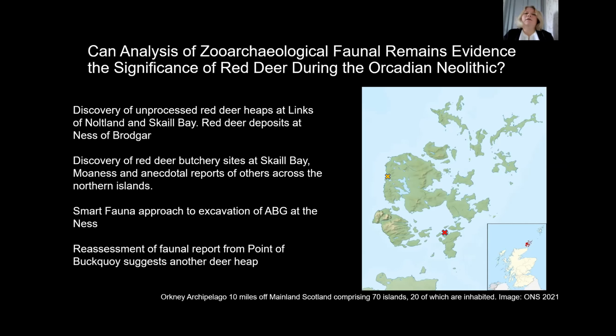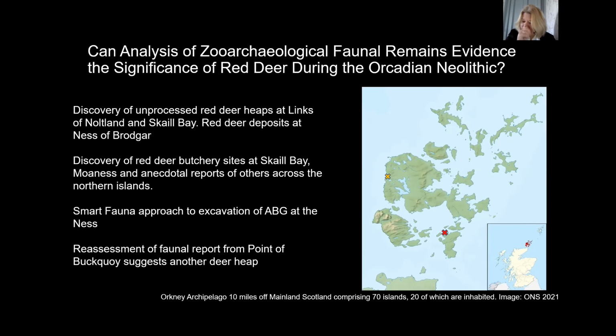So why red deer? Well, red deer seem to have had a liminal existence, somewhere between the wild and the domesticate. And they appear to have been purposely introduced to the Orkney Islands during the Neolithic period.